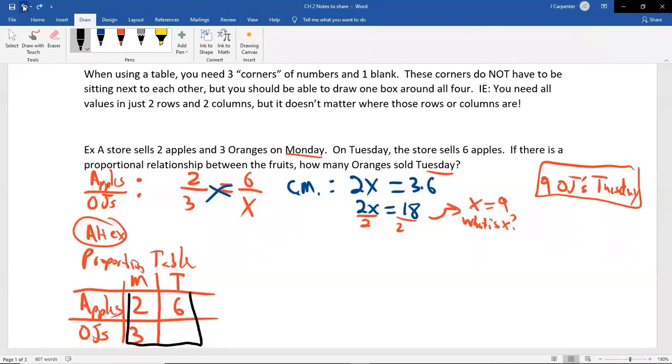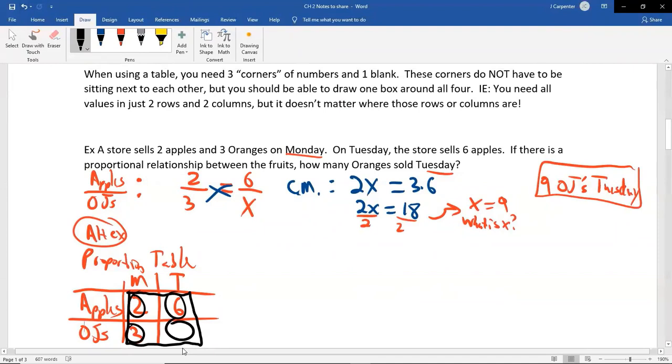But this is us drawing a box in such a way that in this box, this 3 is in a corner, this 2 is in a corner, this 6 is in a corner, this blank is in a corner. Now you might say, well, obviously they're corners because of this scenario. It'll be a little more complicated next example. So 3 of these are numbers, 1's a blank. We can make a proportion out of this.